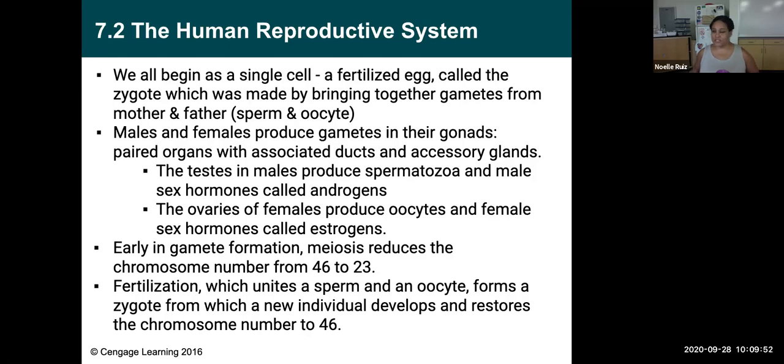Early in gamete formation, meiosis, that nice little process, cuts our chromosome number in half, so we only pass half of our chromosomes onto our children. So our chromosome number doesn't double every single time we produce offspring, because that would be bad. And then fertilization unites a sperm and an oocyte, forms a zygote, from which the new individual develops and restores the chromosome number to 46. And the cycle goes on.